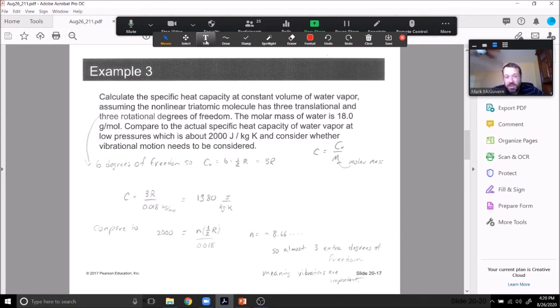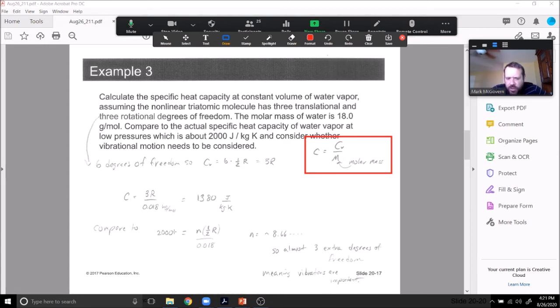So right here, you can see what the relationship is. If you want to take your CV values and convert them into ones with kilograms in them, you got to divide by the molar mass. The moles drop out, the kilograms go in there. So if I do that here, I find that my specific heat that involves mass is 1380 joules per kilogram per Kelvin. Well, I'm asked to compare that to 2000. They're not anywhere close to each other, are they? Those are very different from each other.